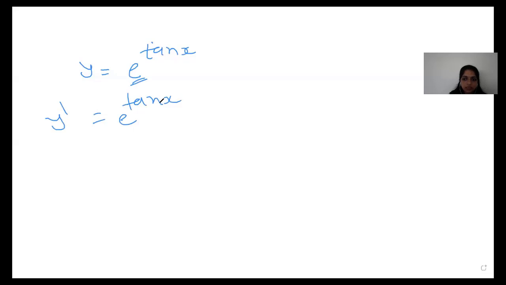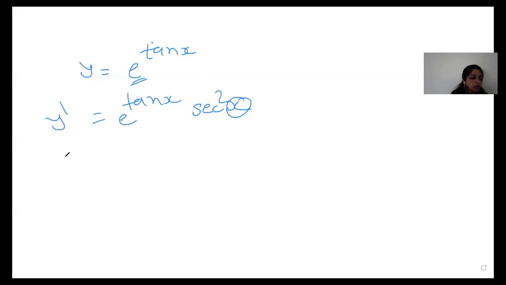The first one, y is equal to e raised to 10x. Yes, Bhargav? Yes, ma'am. It's e raised to 10x dot 10. Yes, good. See, this is the exponential function. So e raised to 10x, keep it the same, and the derivative of 10x is 10. Okay. See, this is x, so there is no need to write the d by dx of x.